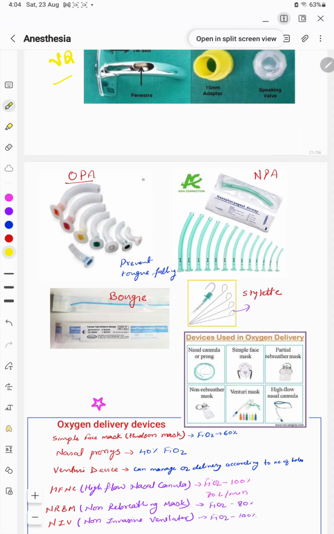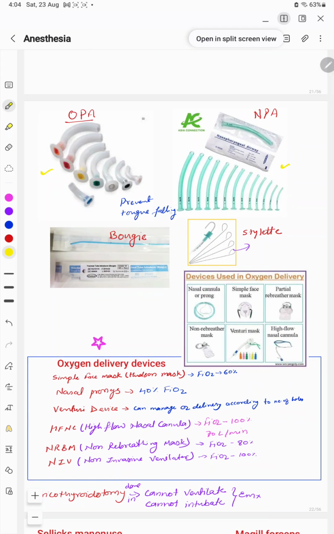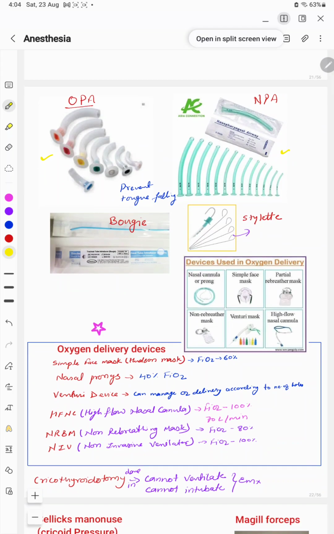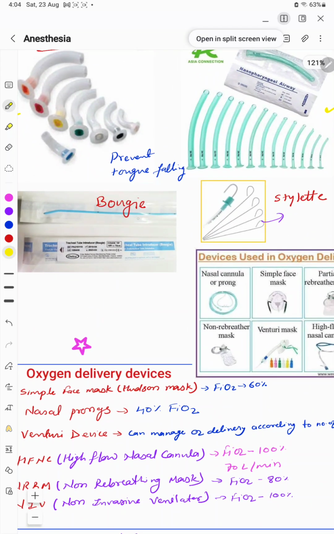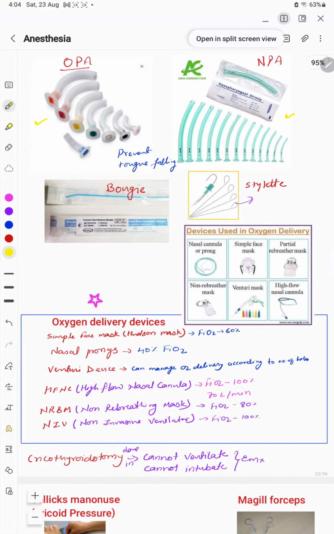Then this is oropharyngeal airway, and this is nasopharyngeal airway tube. They are used to prevent the tongue from falling back, and this is a bougie. They give an image, you see a tube has little holes on it. You remember the stylet we use; this is also a VQ. You need to identify the devices.